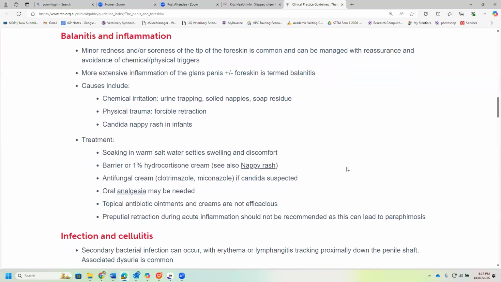Barrier cream can be used, which is pseudo cream or zinc cream, or you can just use 1% hydrocortisone cream. It is also very useful in nappy rash as well. It just helps with reducing the inflammation in the surrounding area. If you suspect that the child has a fungal infection, for example, the child has white areas or nappy rash, you can recommend an antifungal cream as well. You can give paracetamol or ibuprofen to keep the child comfortable. Topical antibiotics and ointments are not recommended.